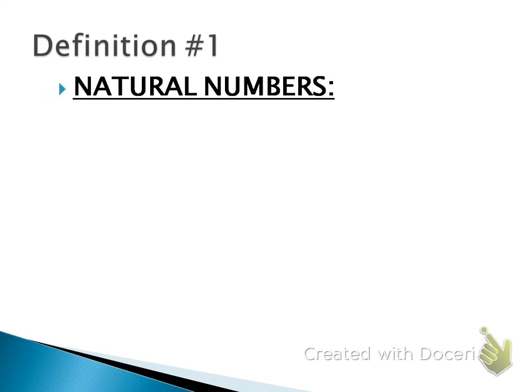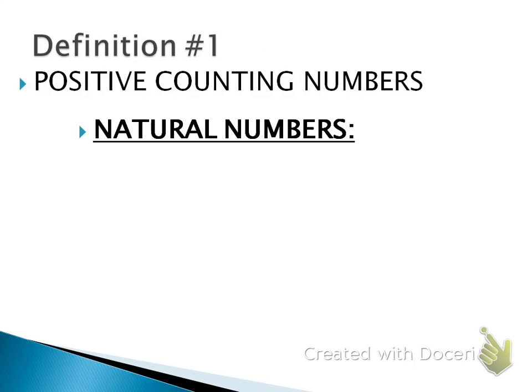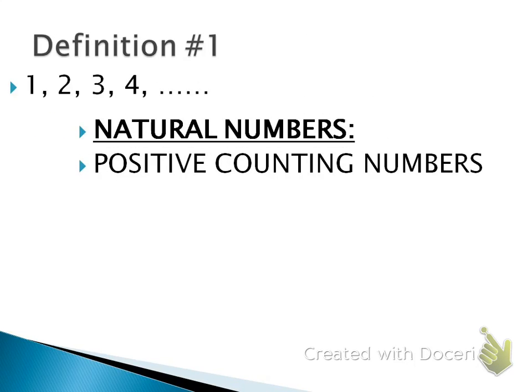All right, so here's your first definition. It's a natural number. So natural numbers are also called the counting numbers. Numbers like 1, 2, 3, and 4. 0 is not a natural number. I like to think of natural numbers as numbers you would encounter in nature.